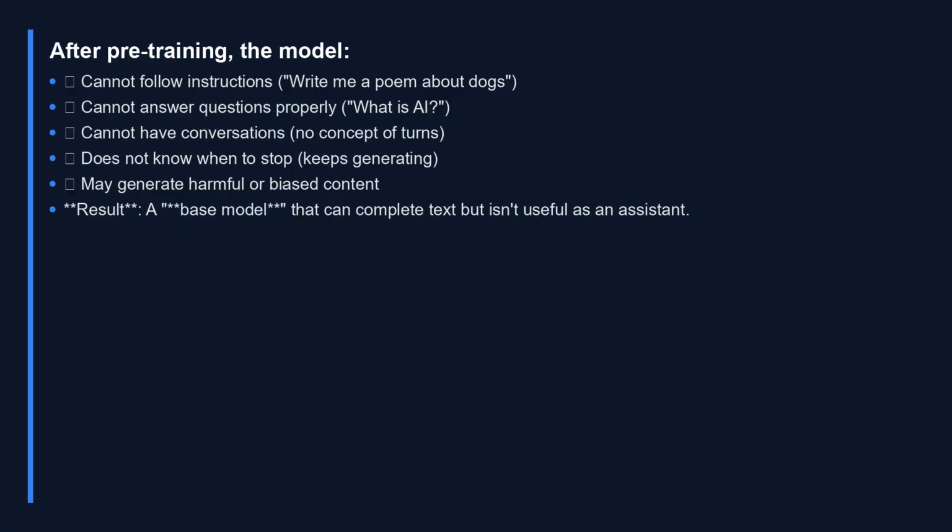But here's the catch. After pre-training, the model is genuinely not useful as an assistant. Ask it to write a poem about dogs, and it might just continue generating text as if you wrote the opening of a blog post. Ask it what is AI, and it might generate another question rather than an answer. It has no concept of conversational turns, no sense of when to stop generating, and no filter on harmful or biased content. What you have is called a base model, extraordinarily knowledgeable, but completely untrained to be helpful. That's exactly the problem Phase 2 solves.